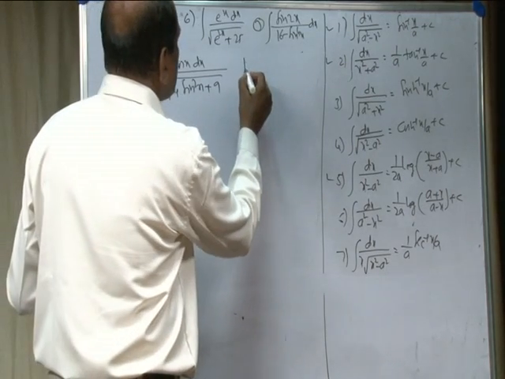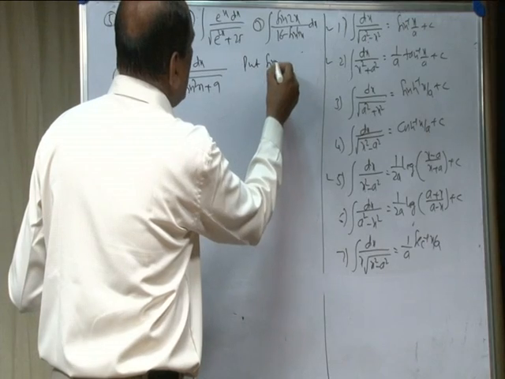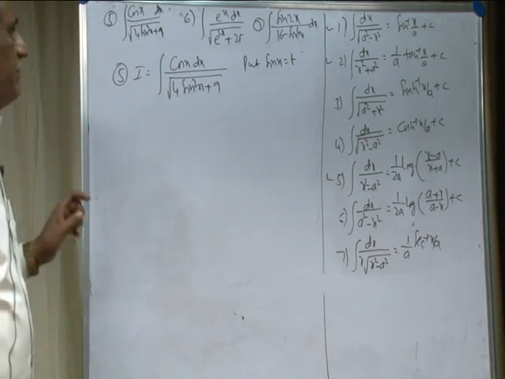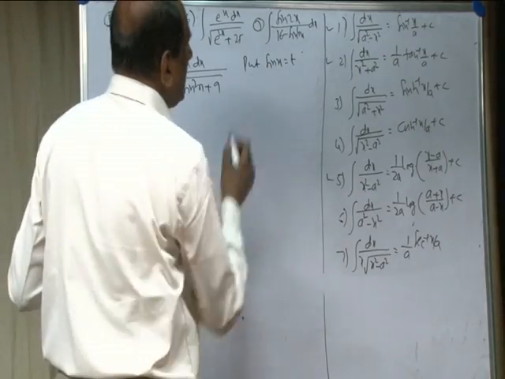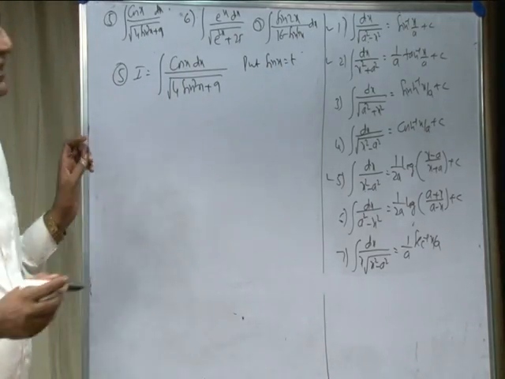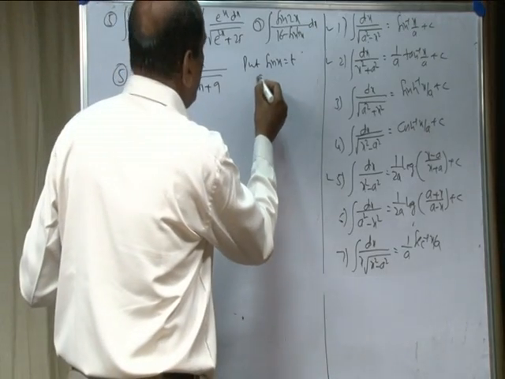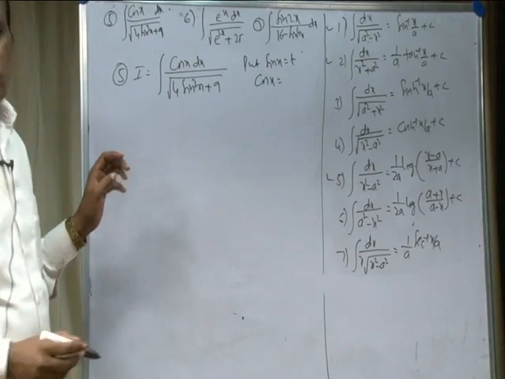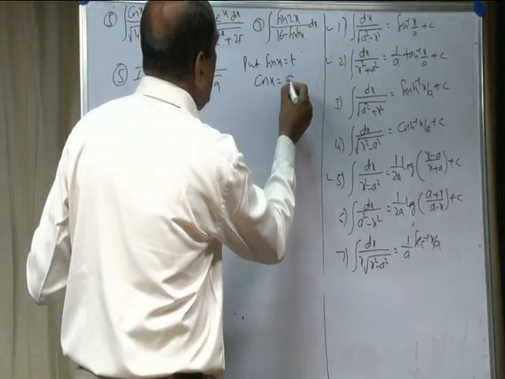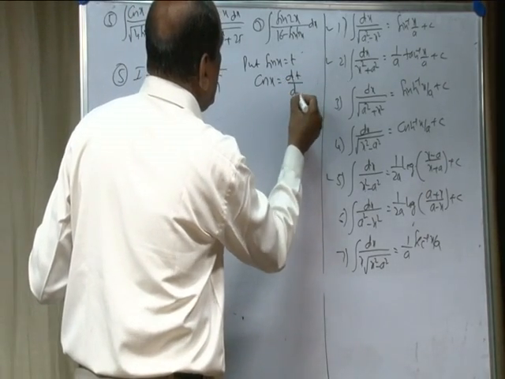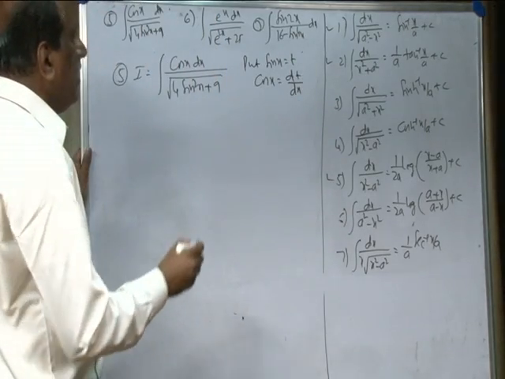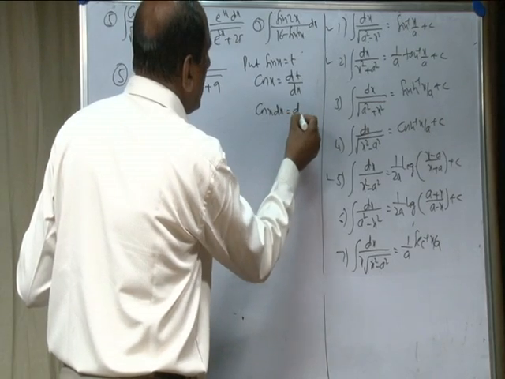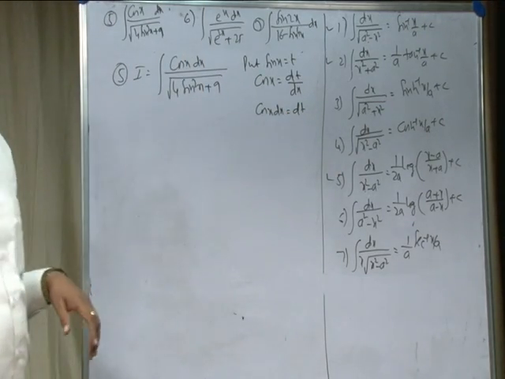Put sin x is equal to t, the change of variable method or substitution method. Now, what is the differential coefficient of sin x? That is cos x. The differential coefficient of t with respect to x is dt by dx, or we can write cos x dx is equal to dt. I change the variable from x to t.